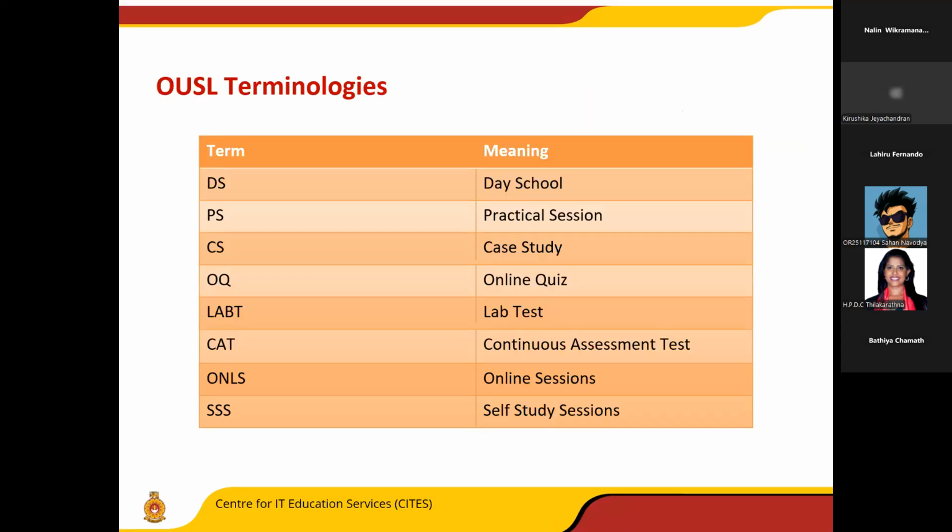And these are some of the terminologies. You should be familiar with these particular terminologies when you are pursuing this degree program in OUSL, because these are something that is totally not familiar to you because you have just passed A level. So try to get the meanings of these particular abbreviations, because in the eligibility criteria or in the activity diary, frequently we will be using these kinds of abbreviations.